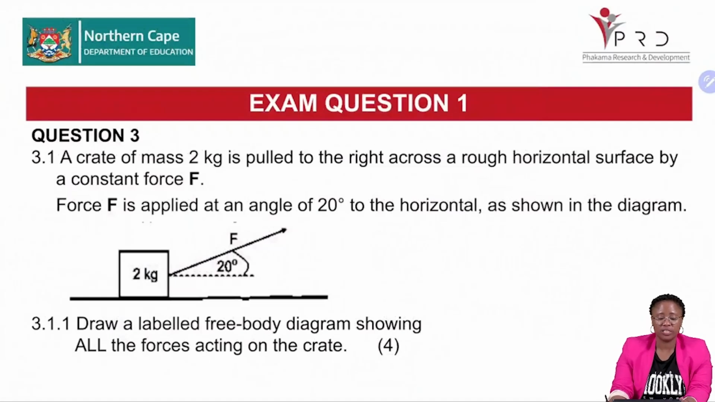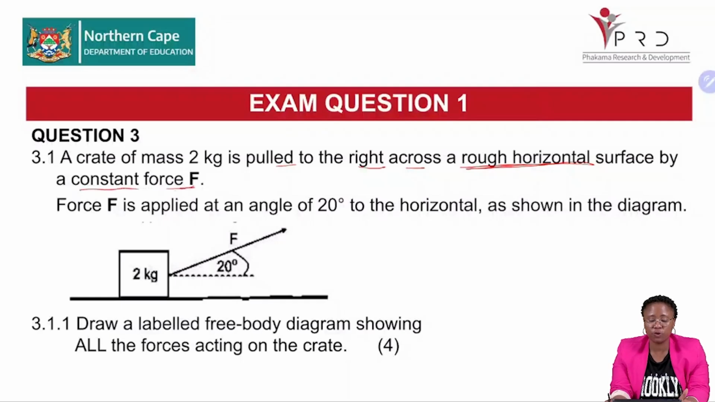Now we look at question 3.1. It says to us, a crate of mass 2 kg is pulled to the right across a rough horizontal surface. I hope you are writing something there once you see rough, by a constant force F. Remember, what is constant here is the force, it's not the acceleration. All right, very important. Force F is applied at an angle of 20 degrees to the horizontal as shown in the diagram below.